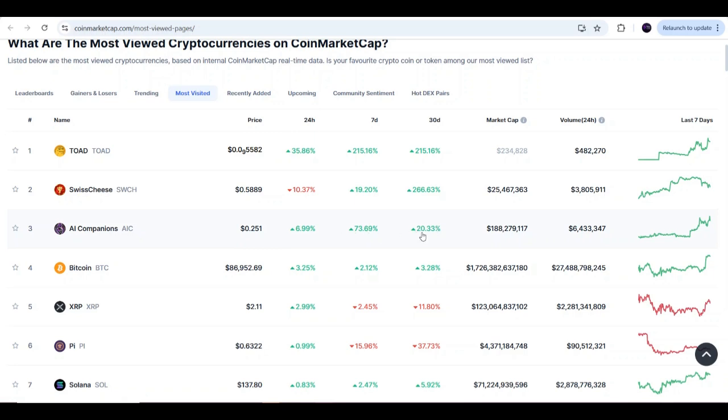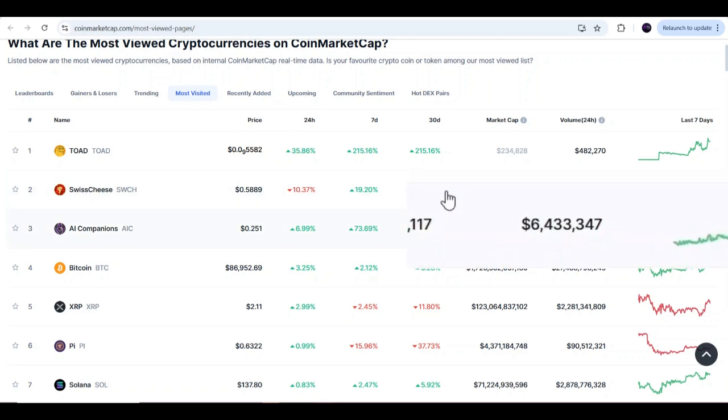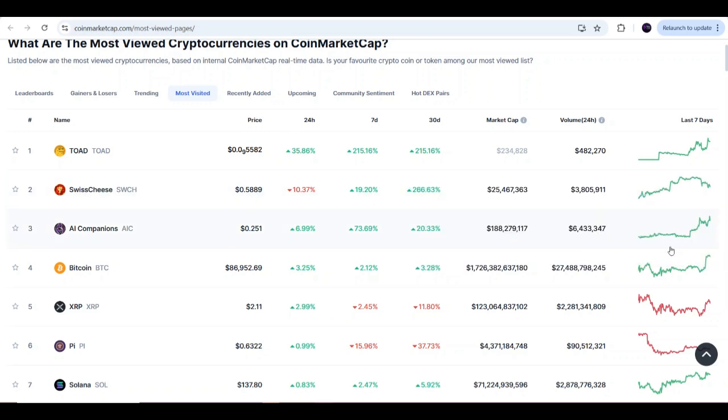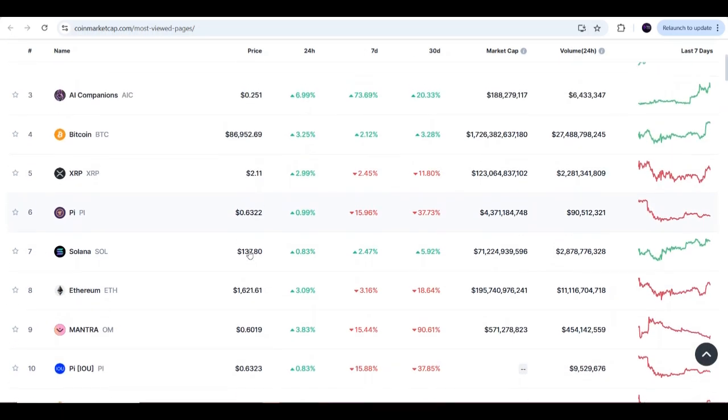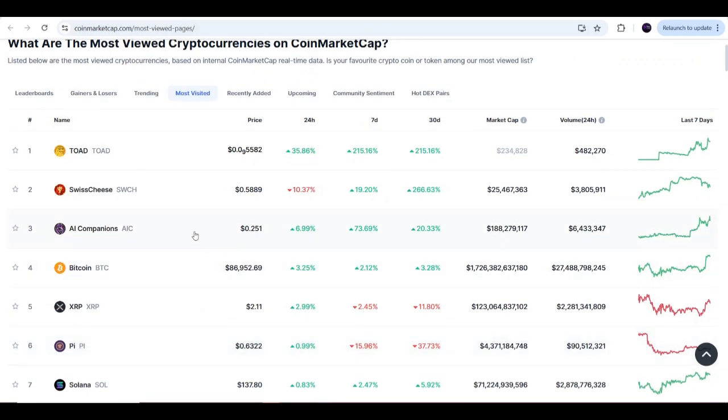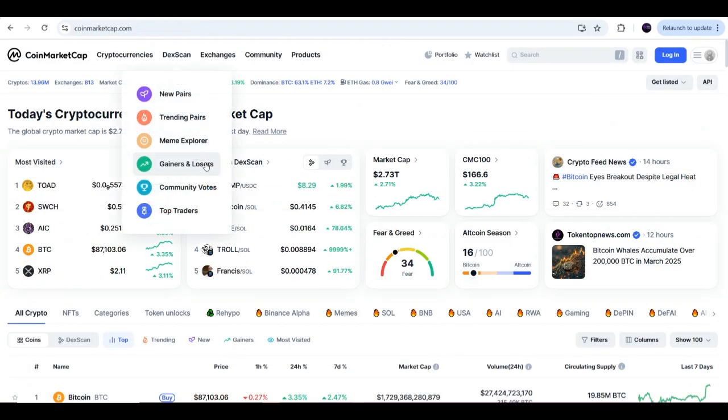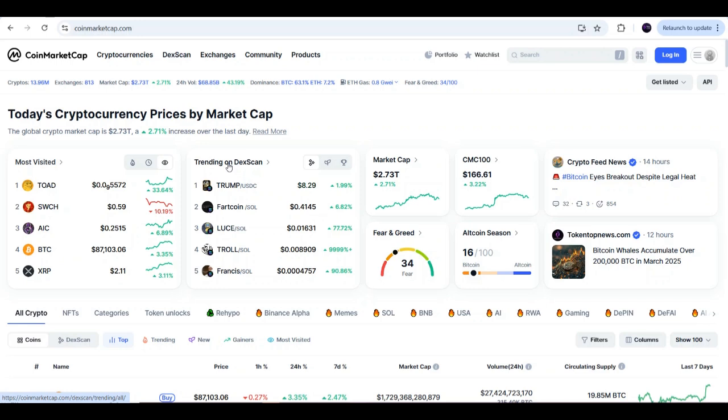You see, the volume is $6 million and the chart is actually very bullish looking in the past 7 days. You can easily know what's going on in the market and how this token acted in the last 7 days or last 30 days. It's great.